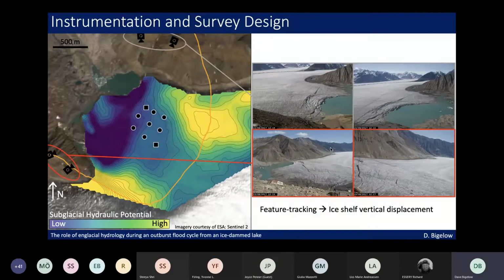Finally, we also had cameras installed on the ridges around the lake, and the main purpose of these was, number one, just to inform our other sensors to understand what's going on, to look at what the weather was doing and what the ice shelf was doing. But more importantly, what we ended up using these data for was to combine them with the feature tracking software to understand uplift of the ice shelf, as you saw in the video earlier, in order to characterize the displacement of the ice shelf.